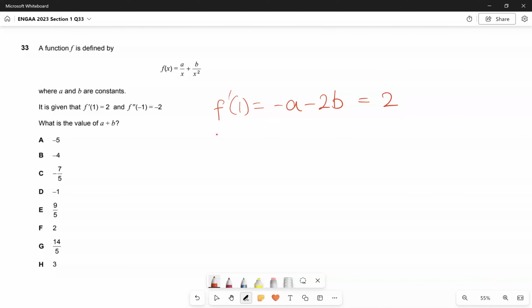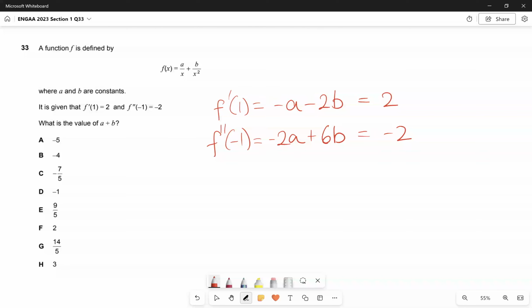Now, bearing in mind that we want to differentiate it again, we just need to keep track of the powers that we've had. So a would have differentiated to minus a over x squared, and then this will differentiate to 2a over x cubed. This will be over minus 1 cubed, so this will be minus 2a. Now b would have differentiated to minus 2b over x cubed, and then plus 6b over x to the 4. So that's plus 6b over minus 1 to the 4, which is just plus 1. And this is equal to minus 2.